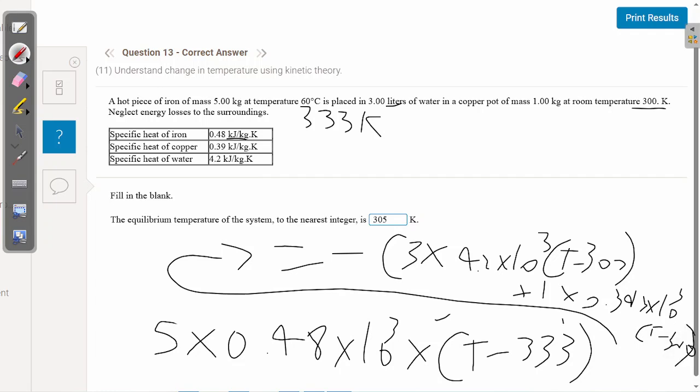Now I'm not going to solve this by hand. You can do shift solve on the calculator. You're going to get 305.1, which you round.